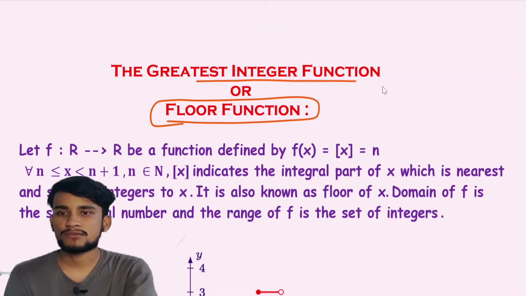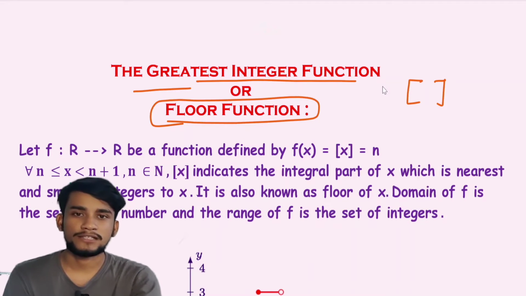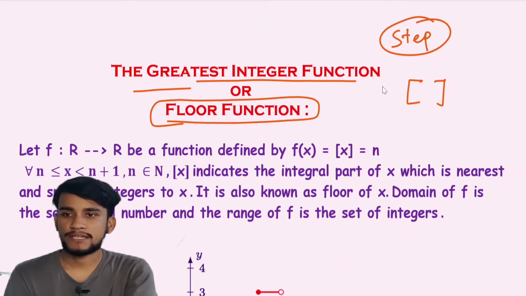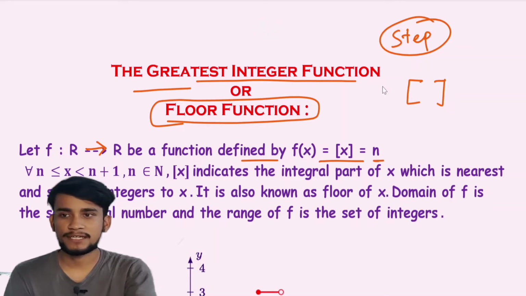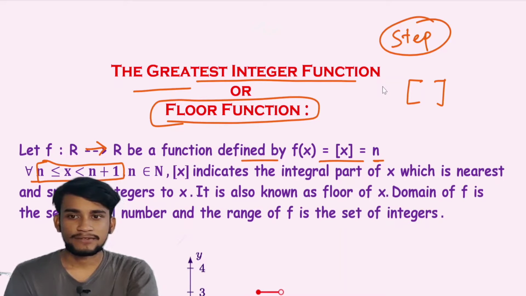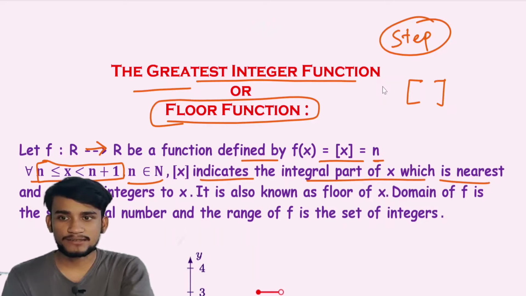So first, the definition of the greatest integer function. This is also known as the box function, and it is also known as the step function. The definition is: let f from R to R be a function defined by f(x) equal to box x, which is equal to n, an integer, for all n less than or equal to x less than n plus 1. This is the main definition of the greatest integer function, where n belongs to the integers. Box x denotes the integral part of x, which is the nearest and smallest integer to x.